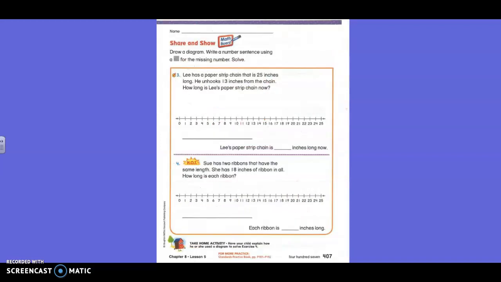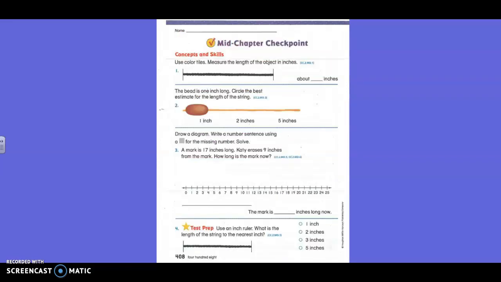So you're going to do 3 and 4 with a partner. And then mid-chapter concepts will be on your own. Okay, and then you checkpoint. Yep, mid-chapter checkpoint. Yes.